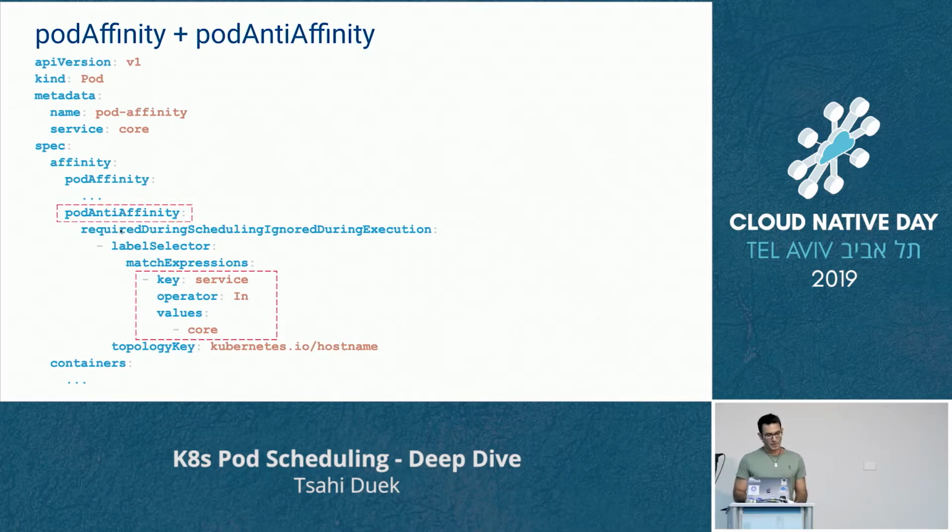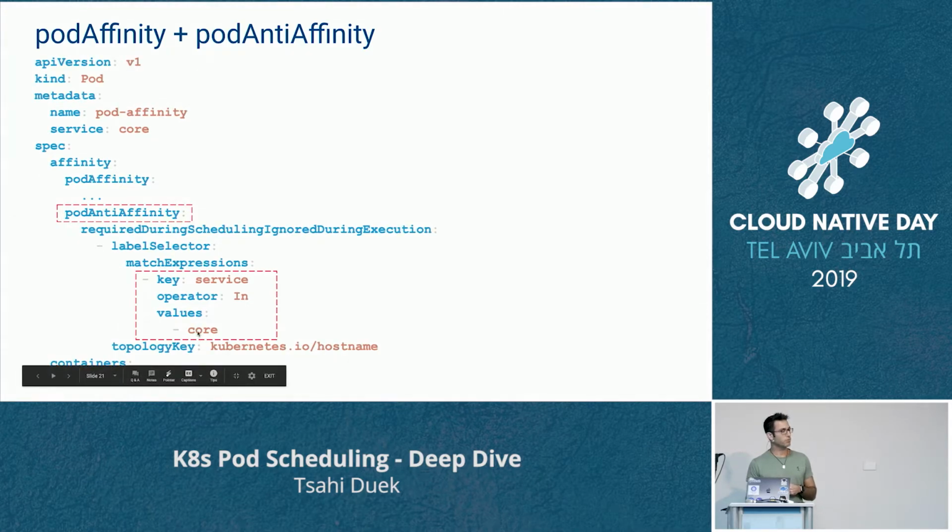And this time, again, the affinity rule, but this time we use the pod anti-affinity. The pod anti-affinity tells the kube-scheduler which pods not to allocate along with my specific pod. In this example, I'm using both the pod affinity and the pod anti-affinity, and I make sure that only services with the value of core will run together, and again on the same host, the topology key.